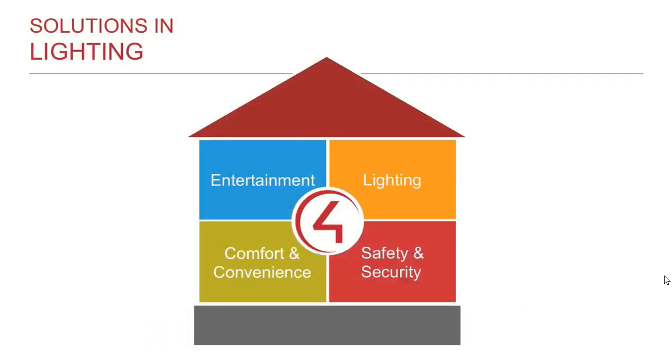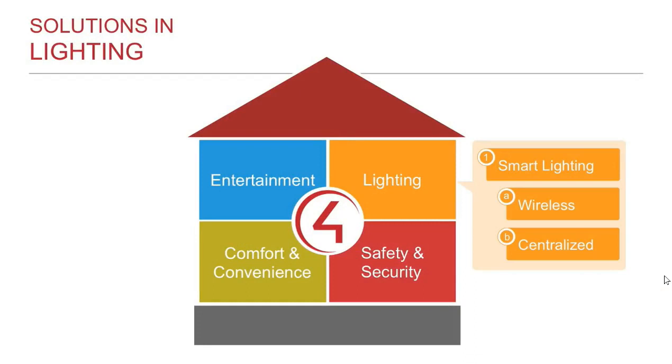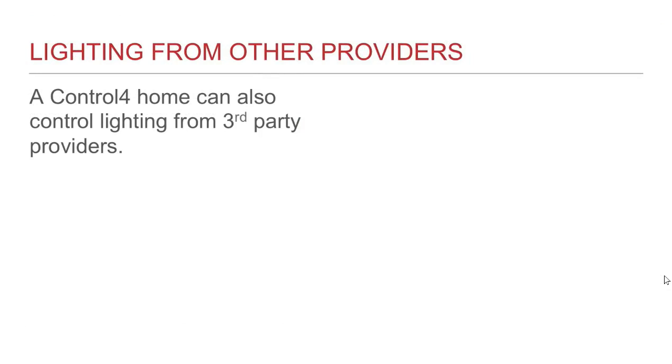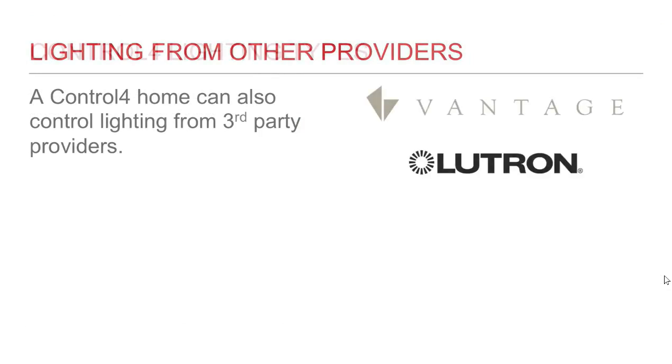In this module, we discuss how Control4 delivers smart lighting solutions. You will learn the difference between wireless and centralized lighting, as well as when to use each. Control4 provides a complete line of smart lighting components for creating sophisticated lighting solutions. A Control4 home can also automate lighting from third-party providers like Lutron and Vantage.